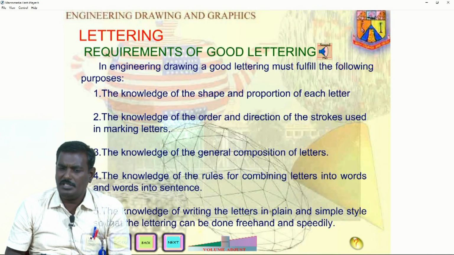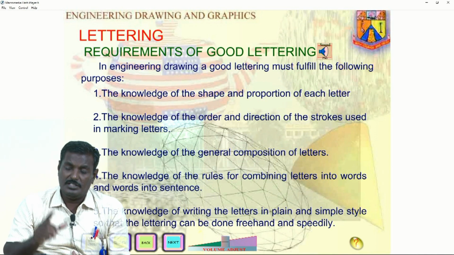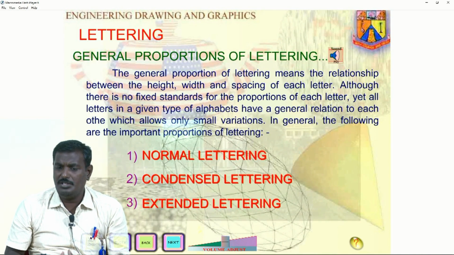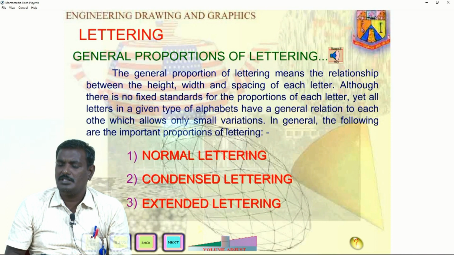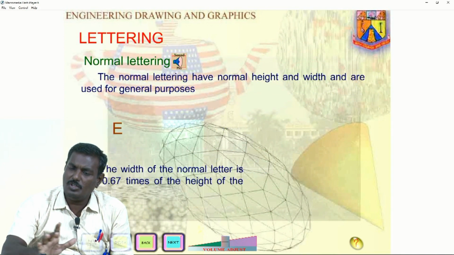Requirements of good lettering: the knowledge of shape and proportion of each letter, the knowledge of order and direction of strokes, the knowledge of general composition and so on. Here the proportion: is it normal lettering, condensed lettering, or extended lettering? So, what about normal lettering?